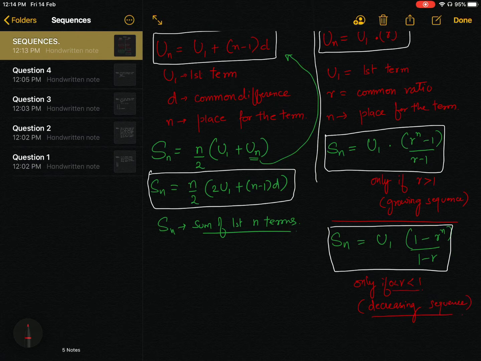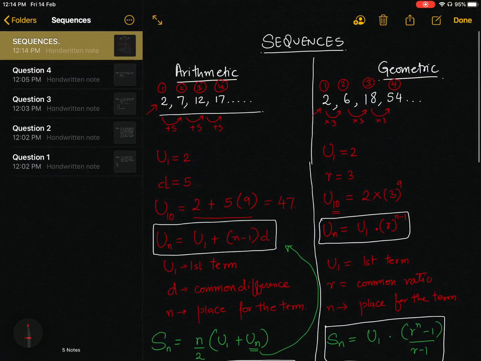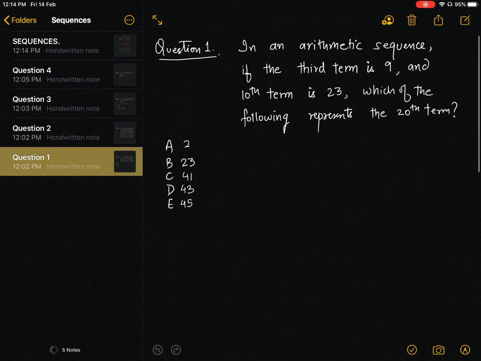I hope you have understood everything till now. In order to make ourselves pretty acquainted to this topic, we have some questions here that we'll start solving. So question number 1 says that in an arithmetic sequence, if the third term is 9 and 10th term is 23, which of the following represents the 20th term?